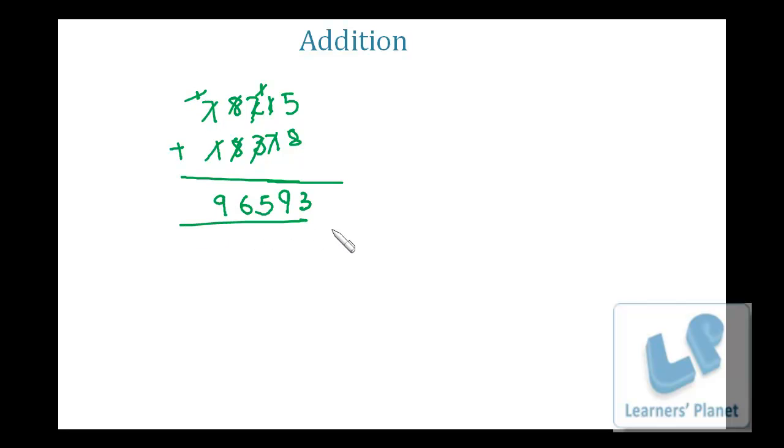So that is 96593. So children, you must have noticed that it's just the same way, but it's only that the number of digits increased from 3 digits up to 4 and 5 digits. Or else the way you add, the way you start from units, the way you strike out the numbers when you add, the way you carry over the number to the next place value, right? It's all just the same. It's just that we have increased the number of digits in one particular number.